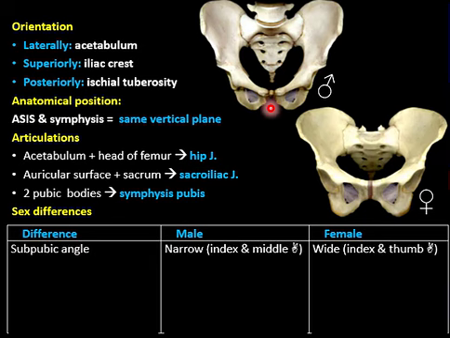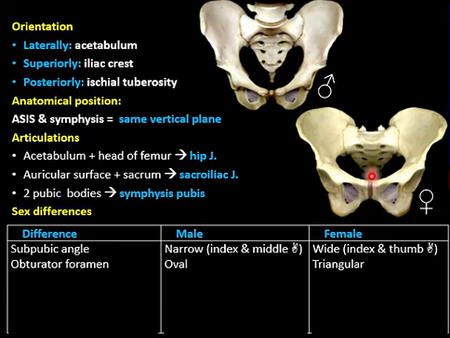Number one, this angle, which is called subpubic angle. See the difference? In the male, it's narrow. As we said, the pelvis is narrow. If you measure the angle here, it typically accommodates the angle between your index and middle fingers. But the angle in the female is wider. It measures the angle between the widespread index and thumb.